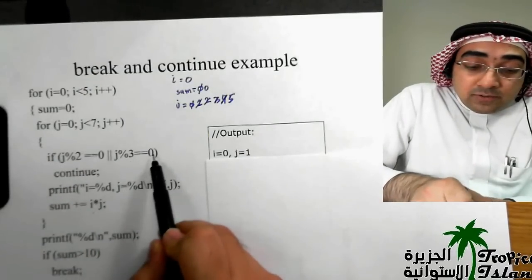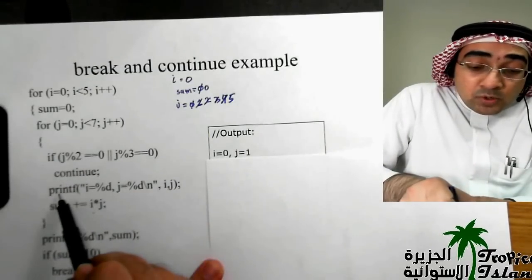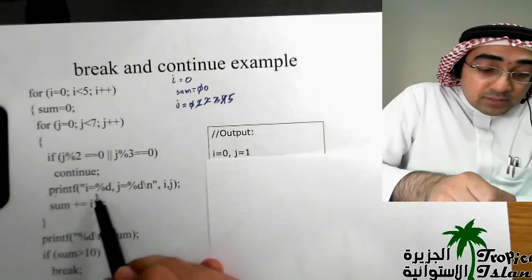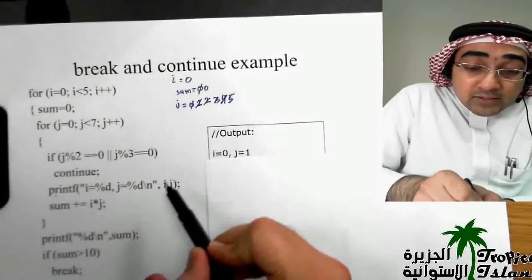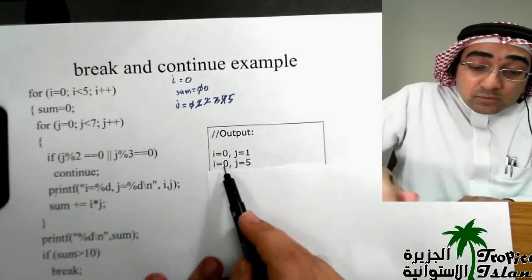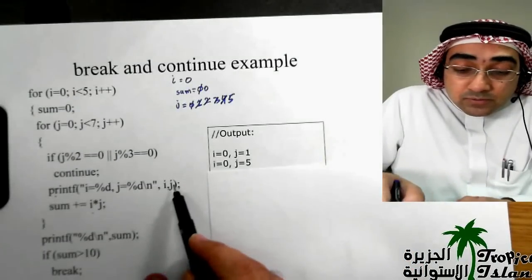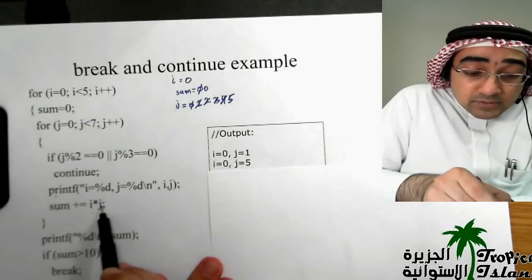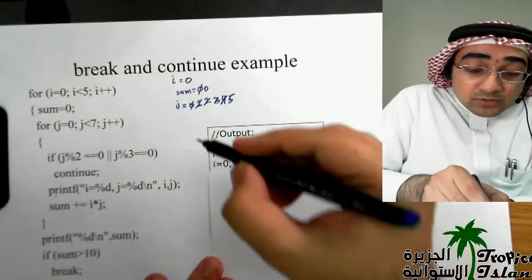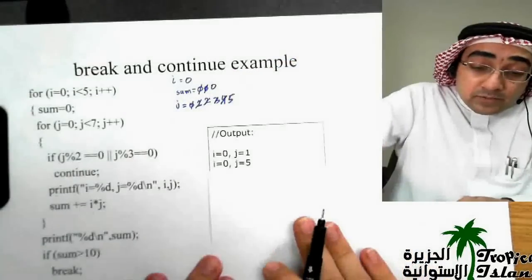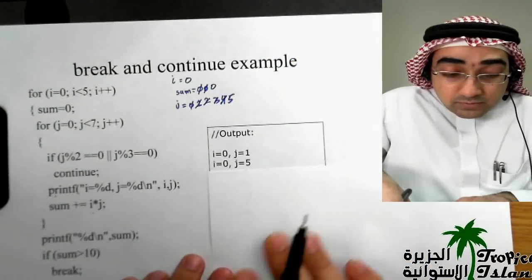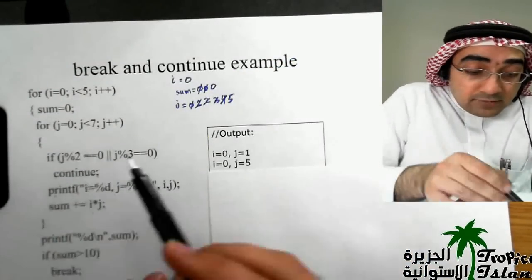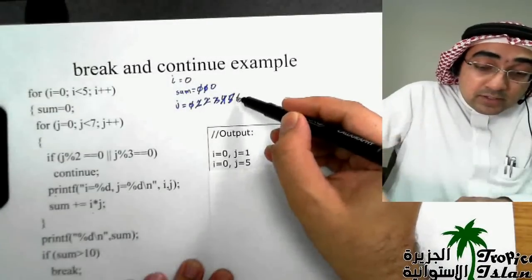No. Is 5 modulus 3 equal to 0? That's no. So I jump out of the if statement, I don't go inside, and I print i is equal to 0, j is equal to 5. So I print i is equal to 0, j equals 5, and then I say sum is equal to i multiplied by j, so I multiply 0 by 5, that's 0, and then update this 0 with a 0 in the sum. Okay, then I finish this, I go back over here, I increment this to be a 6.